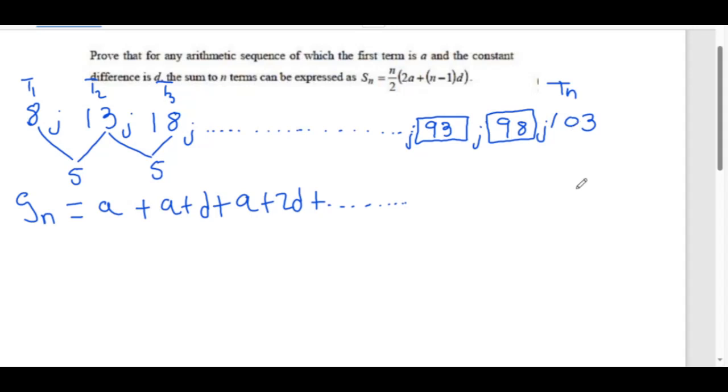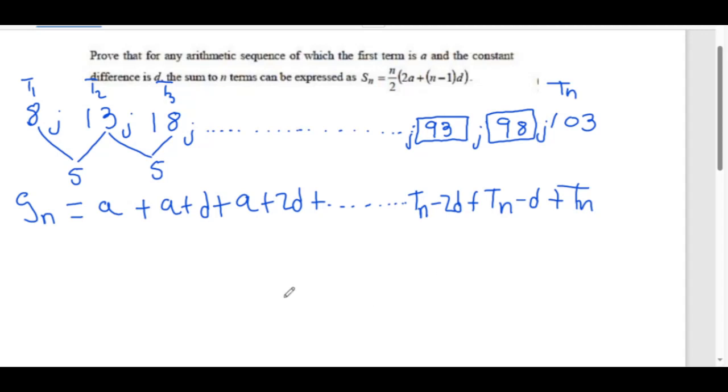this Tn. And then plus, remember we said from Tn we subtract the difference. So here we have Tn minus d. And then plus, from here we subtract 2 differences, so it's Tn minus 2d. I hope you still see what I'm doing.